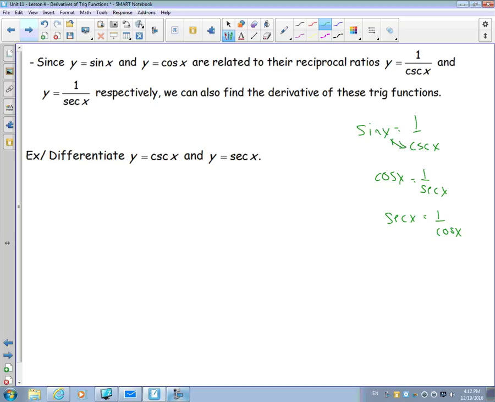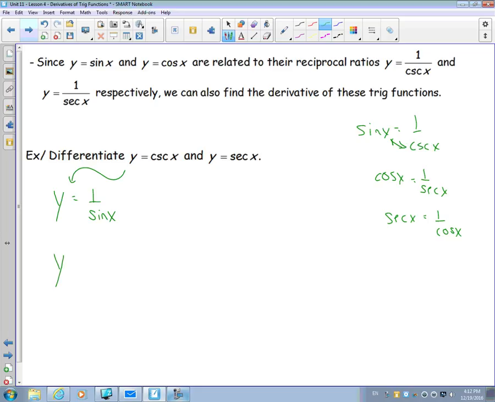Now our little trick we talked about was s goes with c and c goes with s when you think about which reciprocals go together. So using those, we can actually find derivatives of some reciprocal functions. I want to find the derivative of cosecant. Well, what does that really mean? Cosecant really means 1 over sine. How can I find the derivative of that?